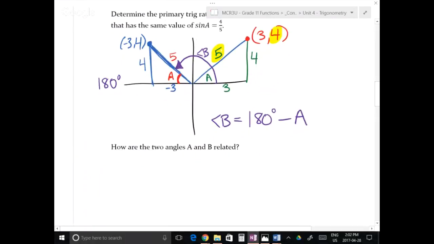So here we have two angles that have the same what? I know that they both have a y coordinate of 4. Yeah, so they have the same opposite. They have the same hypotenuse. And opposite over hypotenuse is sine. So they have the same sine.